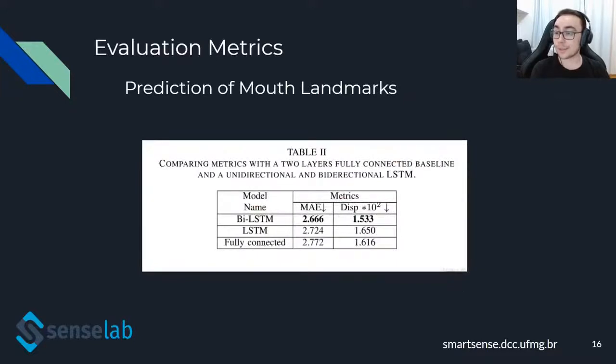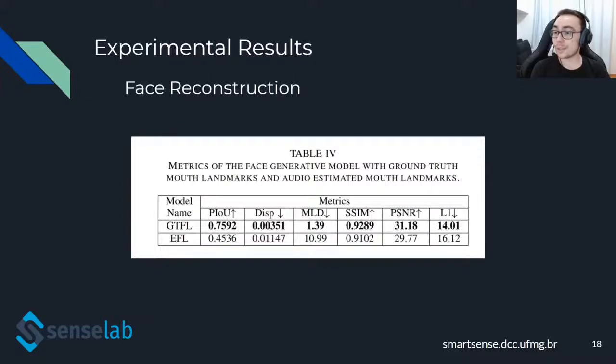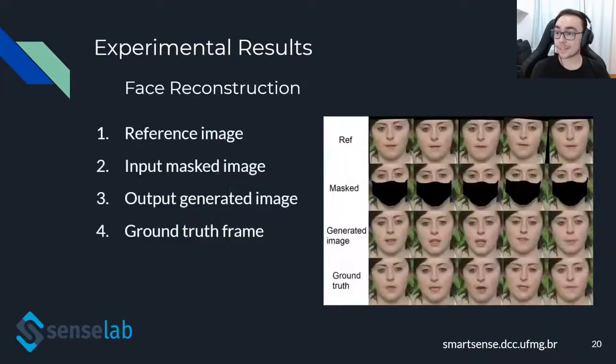We perform ablation and evaluation experiments on both the prediction of mouth landmarks step as well as the face reconstruction step, using our proposed metrics and other well-known literature metrics. Table 2 compares some architectures for the prediction of mouth landmarks method, and we perform an ablation of the model inputs, seeing how each input affects each metric. Table 4 shows the evaluation of the face reconstruction step while using the ground truth mouth landmarks and the mouth landmarks estimated by the previous step. Table 5 shows how each loss function affects each metric.